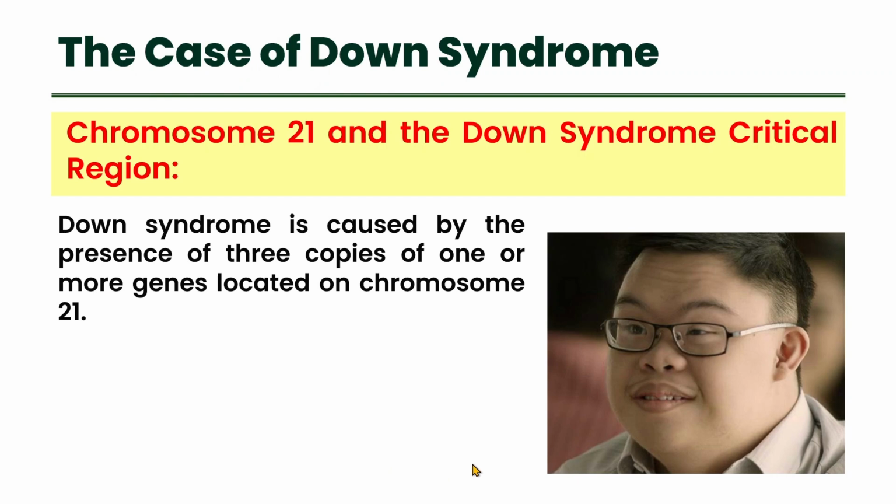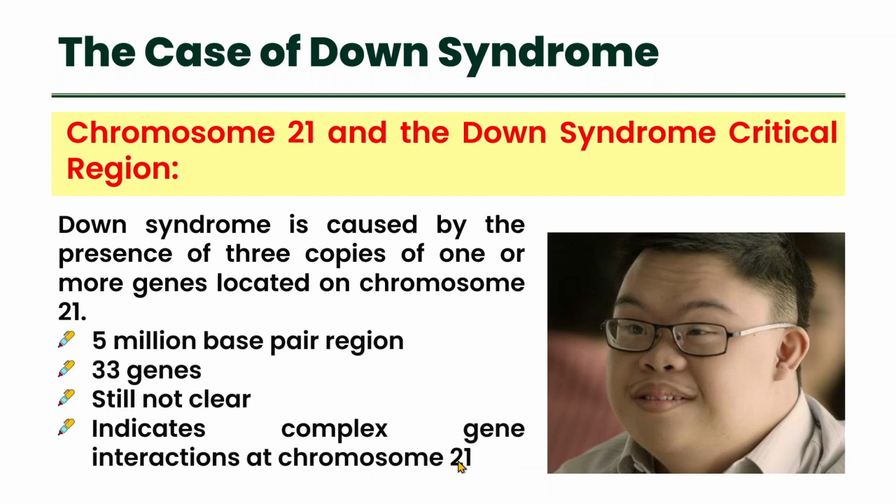The case of Down syndrome. Down syndrome occurs because there are three copies of certain genes located on chromosome 21. Researchers have identified a specific area, roughly 5 million base pairs long, that seems especially important.